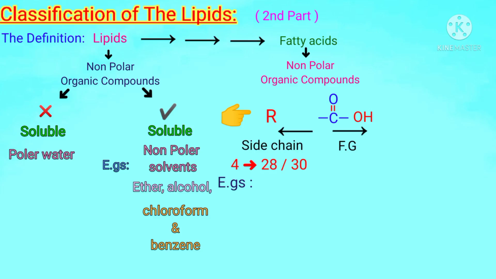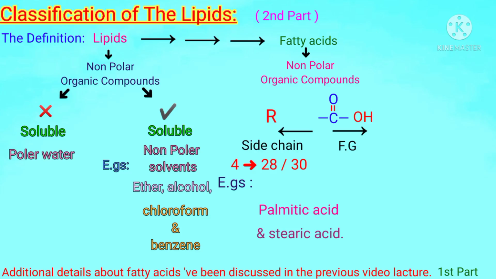Students, well known examples of fatty acids are palmitic acid with carbons. How many number of carbons? This has been described in the first part. And stearic acid with carbons. How many number of carbons? This has also been mentioned in the first part. Students, the differences between saturated and unsaturated fatty acids have also been mentioned in the first part, which you can watch if you want.